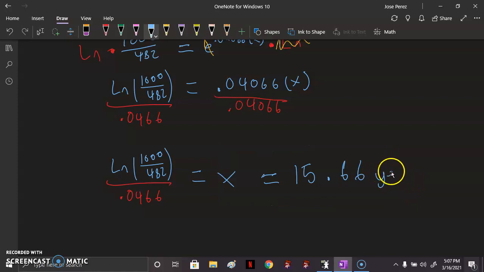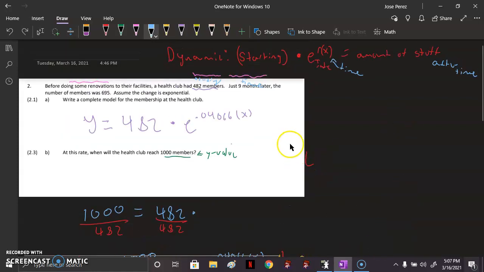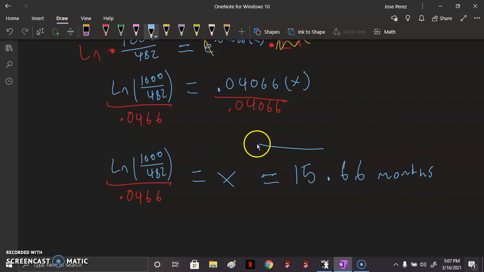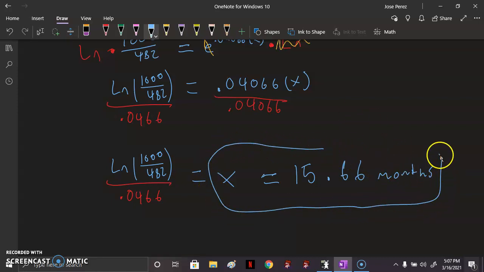So we're going to give context. Oh, I think it's years, but let's look back. 15 years and 9 months later. And that is our answer.